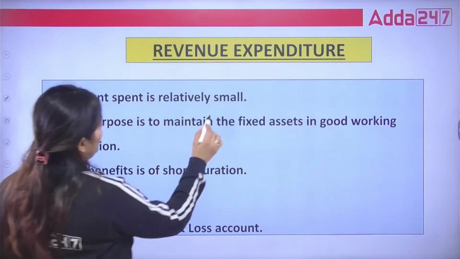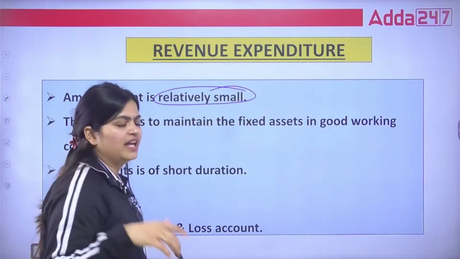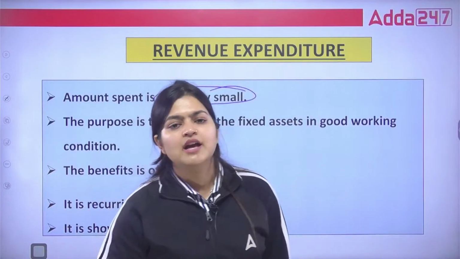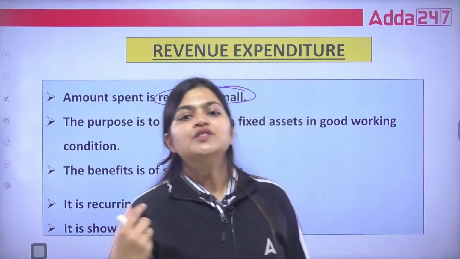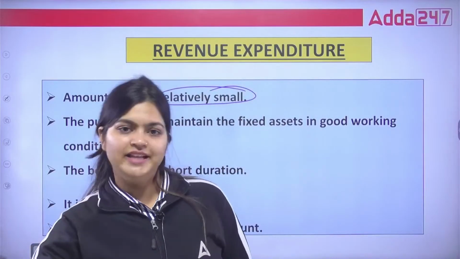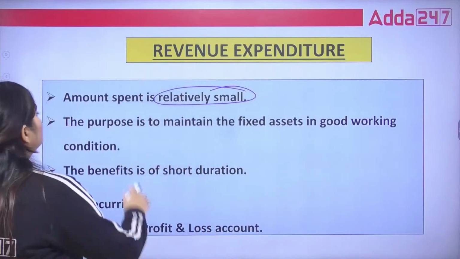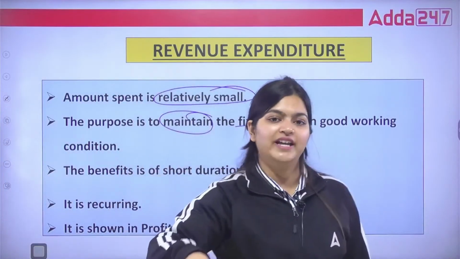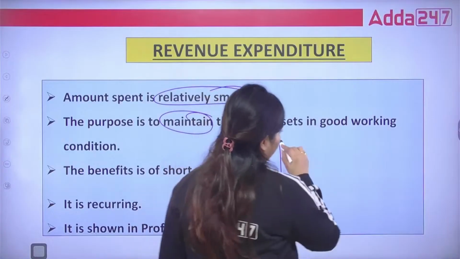So whatever amount you are spending that is relatively small, like a 1,000 electricity bill, 500 petrol bill, 2,000 vegetable bill. So that is what? Very small. But daily we are doing this expenditure. Correct? So to maintain the fixed assets, suppose I purchased a vehicle. Chalo, let's take one example.